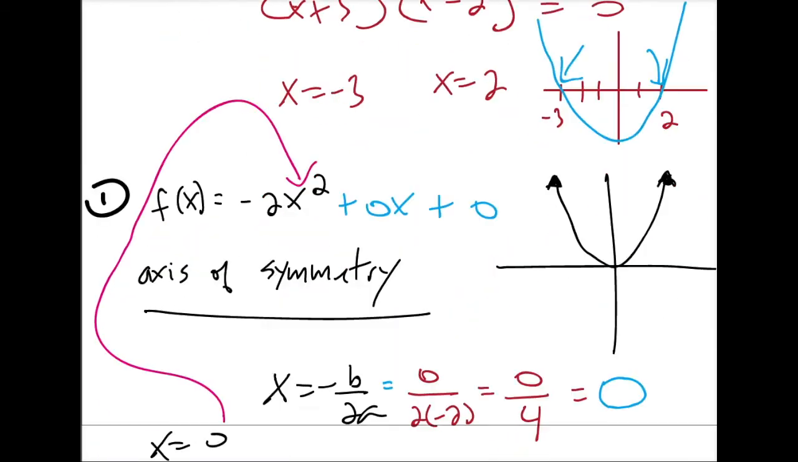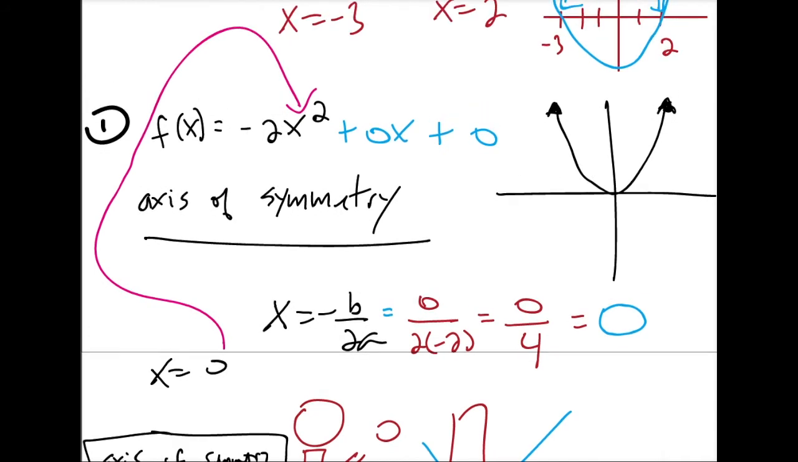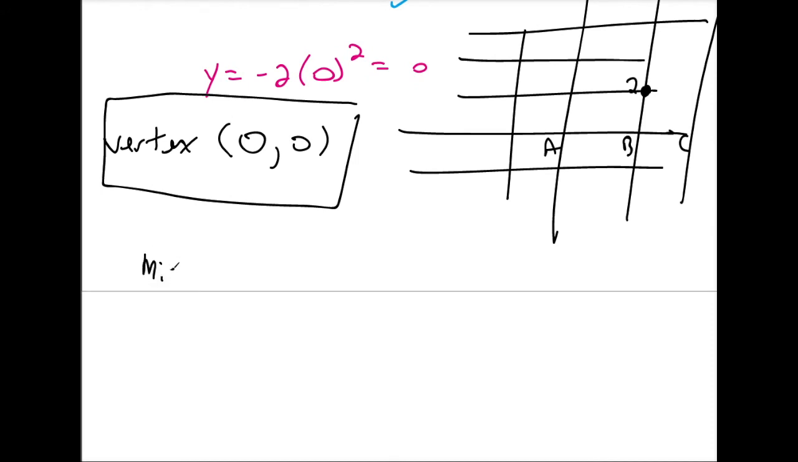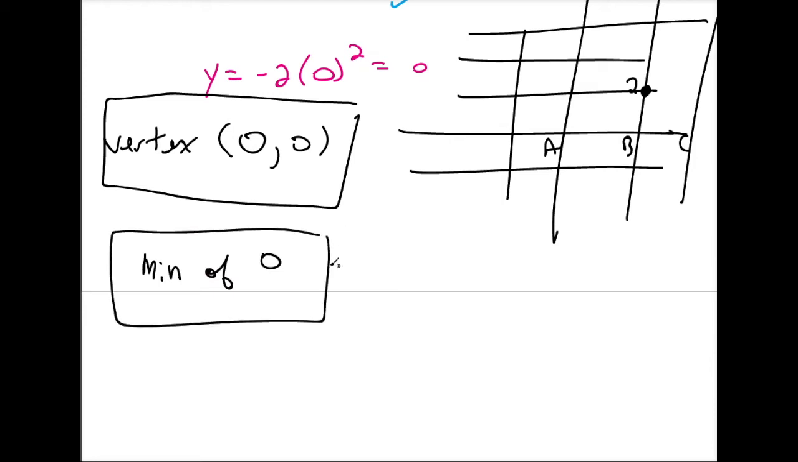All right. So what's the minimum for this problem here? It's the y value of the vertex. So what's the y value of the vertex? 0. So what's the minimum? 0. And as long as you write it the way your teacher wrote it or said it, you have to say minimum of 0. You with me?